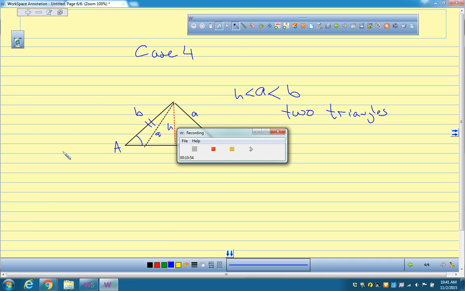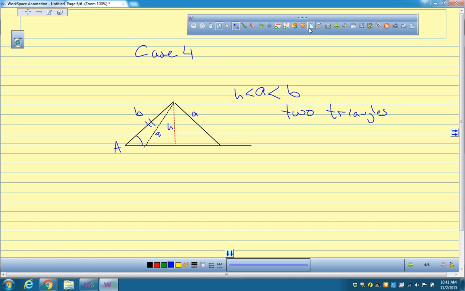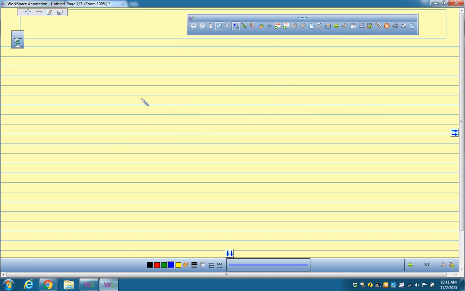For example, we'll do a couple examples here. So that's what happens when you have two triangles. So they'll say, solve the triangle. And they'll say a equals 22, b equals 12, and A equals 42 degrees.